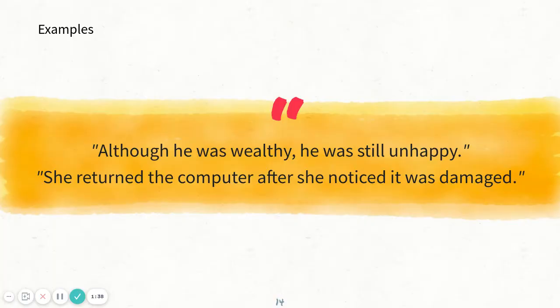Example of a complex sentence: Although he was wealthy, he was still unhappy. She returned the computer after she noticed it was damaged. Same thing here. Both simple sentences with a comma in between make a complex sentence. Compound and complex are very similar.